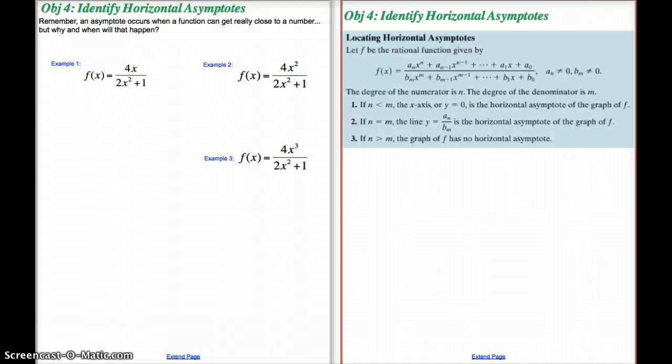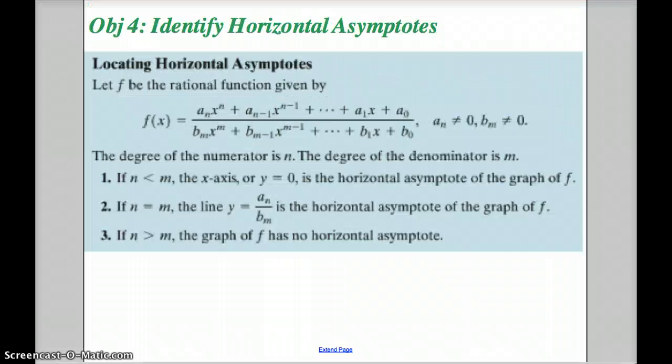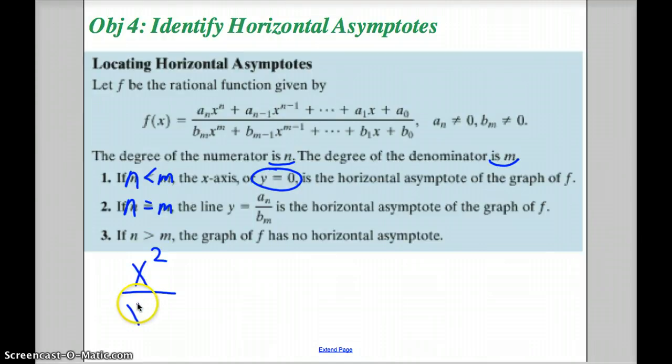So remember, the rules are the following: it's all about the degree, the degree of the numerator versus the degree of the denominator. When the numerator's degree is smaller than the denominator's, then the line y equals 0 is our horizontal asymptote. If the two degrees are equal, so that means you'd have something like x squared over x squared minus 5, where the two degrees are identical, they're both 2, then the ratio between the coefficients is going to be your horizontal asymptote.